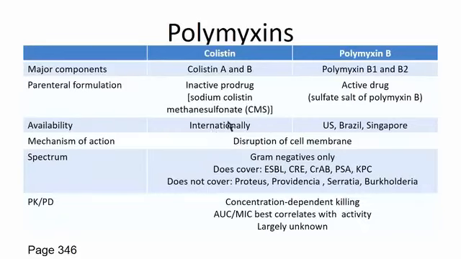The mechanism of action for polymyxins is that it disrupts the cell membrane. It is primarily a gram-negative agent, so it only covers gram-negatives. It does cover ESBL, CREs, carbapenem-resistant Acinetobacter, Pseudomonas, KPC. So for gram-negatives, it's really broad. But there are some holes in the gram-negatives. It does not cover Proteus, Providencia, Serratia, or Burkholderia.